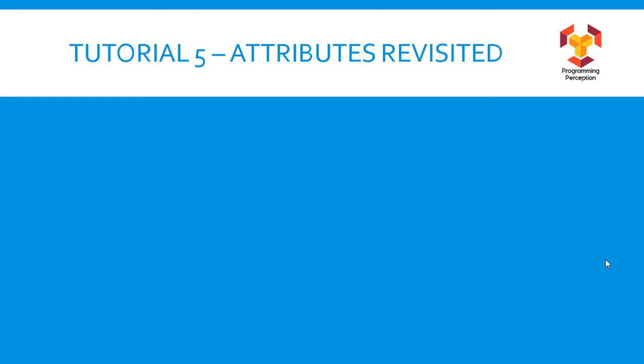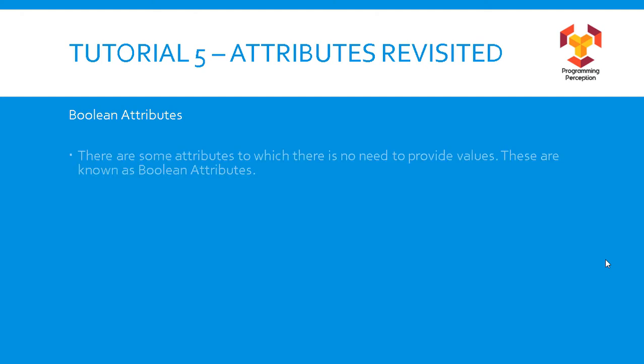So in our previous tutorial we talked about attributes, and today we are going to discuss many important things that you should know while working with attributes. Today we are going to first see Boolean attributes. You might be thinking that this is an attribute that can have a value of true or false. You are partially correct. Actually, these are attributes to which there is no need to provide values.